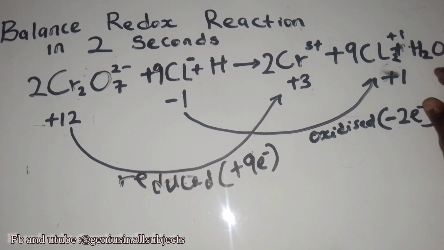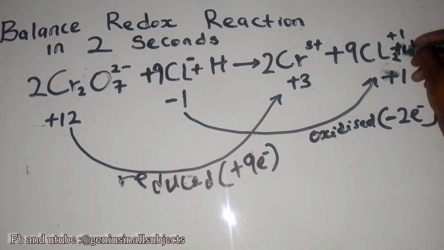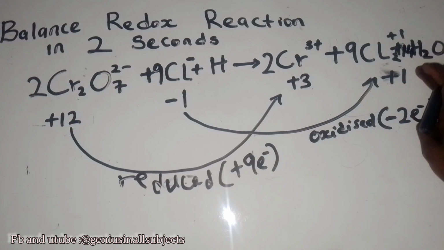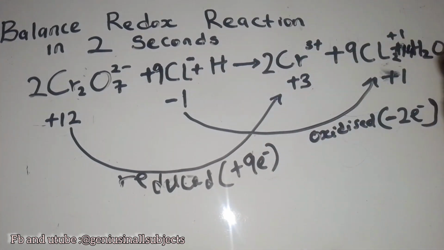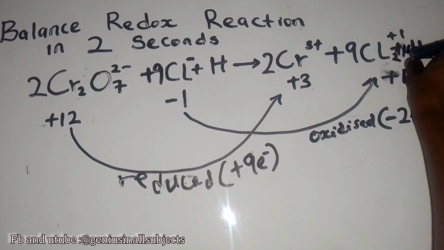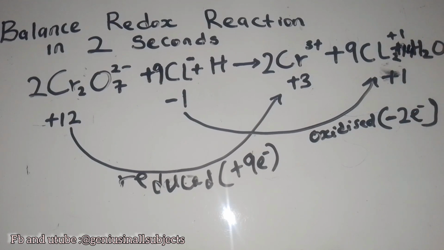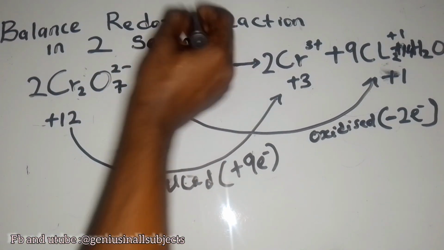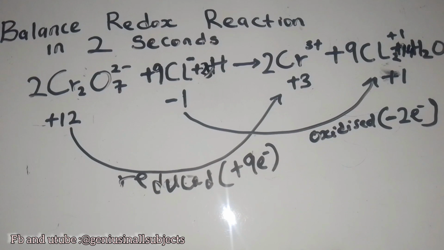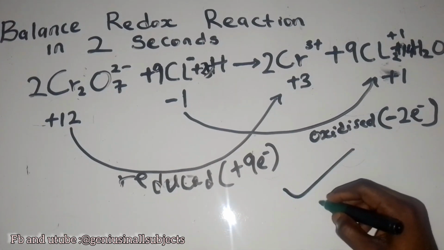Because we added water here, how do we make this particular oxygen 14? We just add 14. So you add 14 to the water, and the oxygen becomes 14 automatically. So what do we do to this hydrogen? Hydrogen here is 28, because 2 times 14 is 28. Then we kindly write 28 here. So this is how to balance a redox reaction.